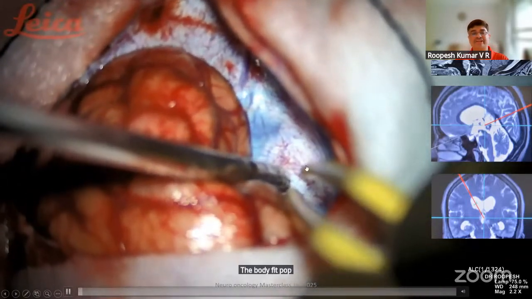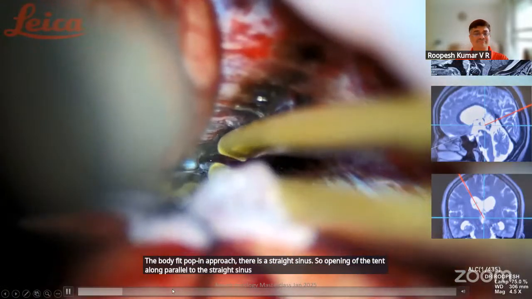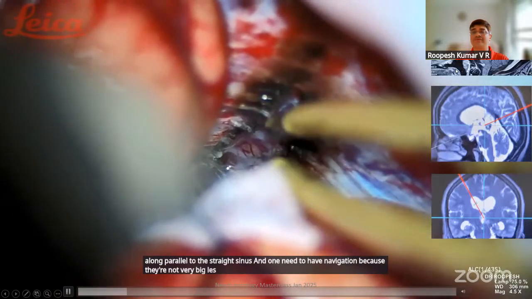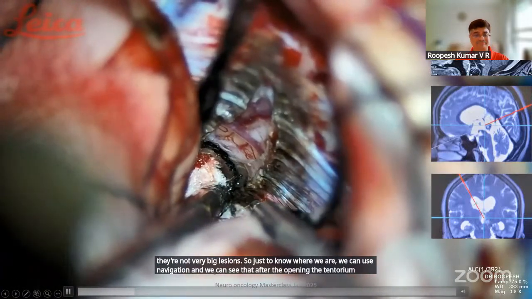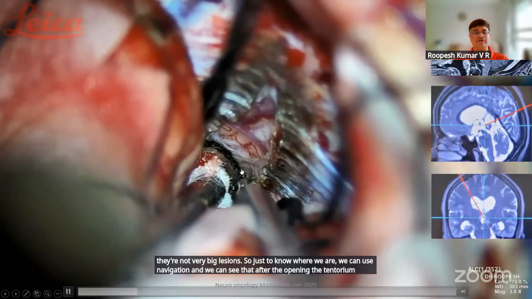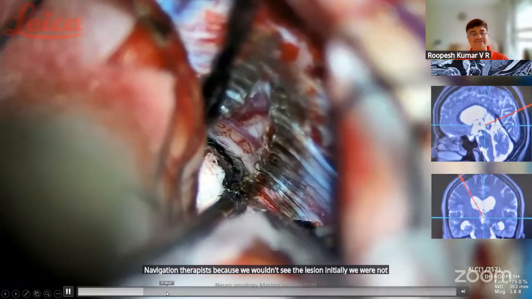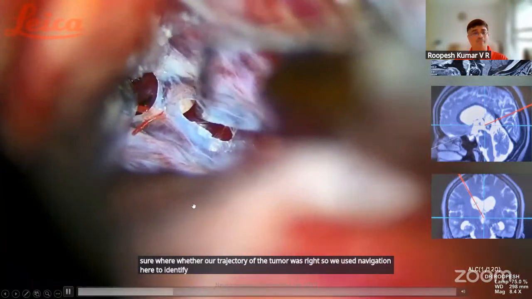There is a straight sinus, so we open the tent parallel to the straight sinus. And one needs to have navigation because these are not very big lesions. So just to know where we are, we can use navigation, and we can see that after opening the tentorium, navigation helped us because we couldn't see the lesion initially. We were not sure whether our trajectory to the tumor was right. So we used navigation here to identify, and then opened the arachnoid.